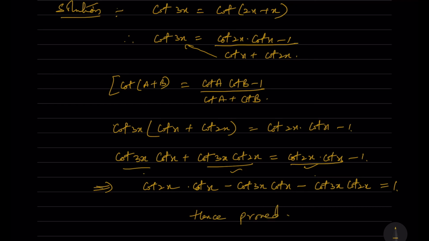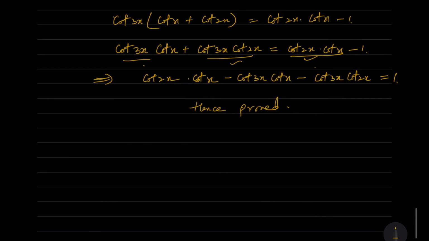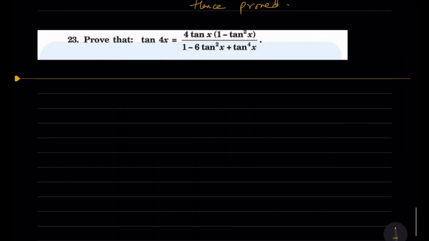This is what we had to prove from the question. Yeah, next we'll go into question 23: prove that tan 4x is equal to 4 tan x into (1 minus tan square x) by (1 minus 6 tan square x plus tan to the power of 4x). So now how do we do this? We'll just see the solution part.